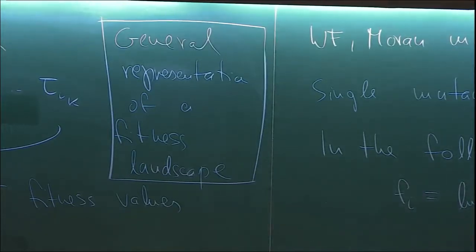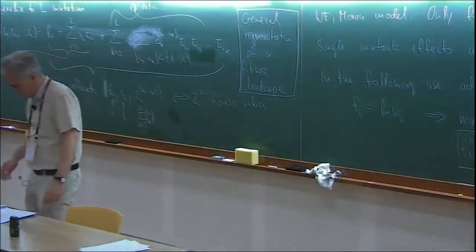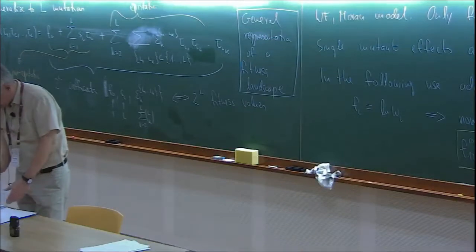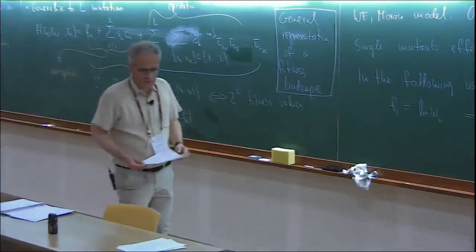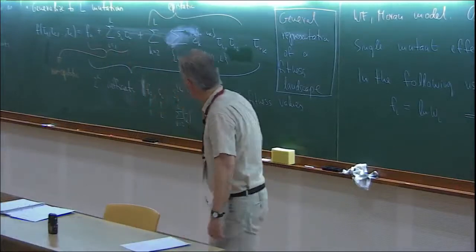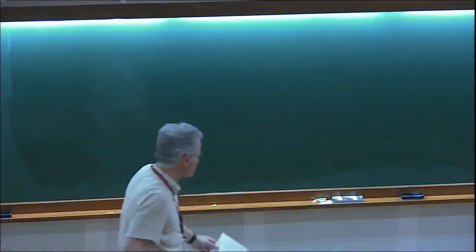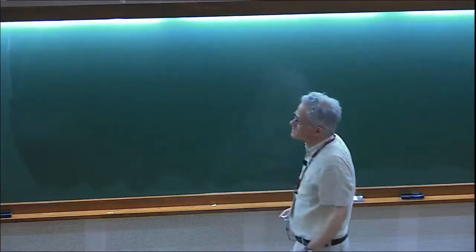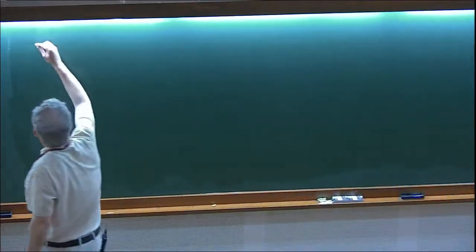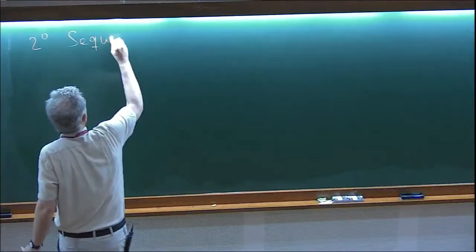Okay, so now we're sort of describing everything in terms of these 0, 1 variables. So now we need to think a little bit about what kind of space these sequences of 0, 1s actually live on. And these are actually sequence spaces, right? So we're representing our genotype by the sequence of zeros and ones, and these form a sequence space. So let's think a little bit about sequence spaces.